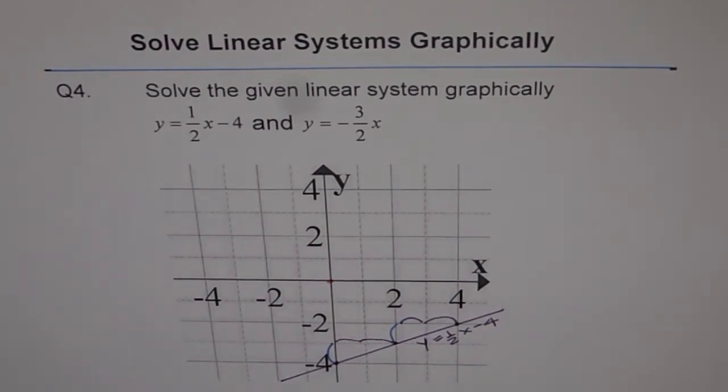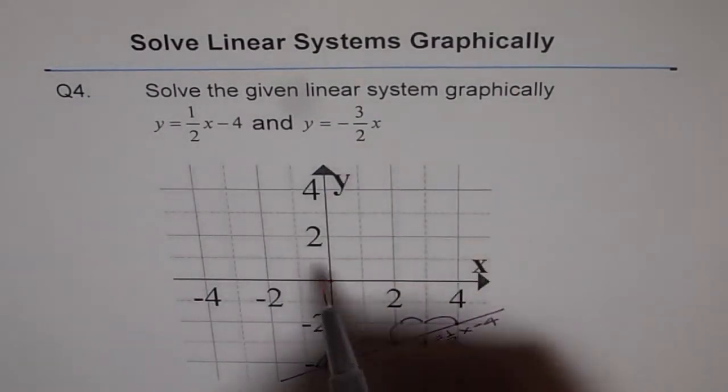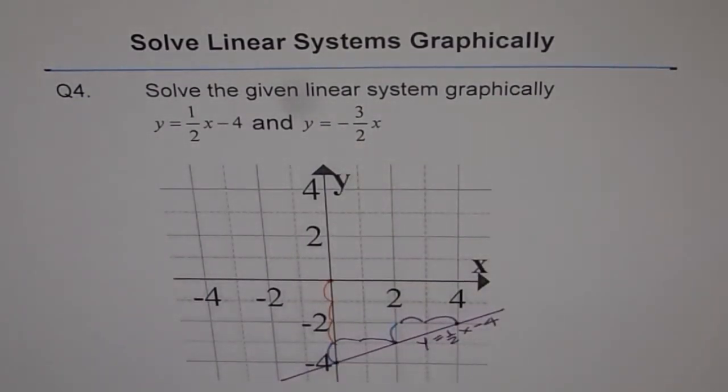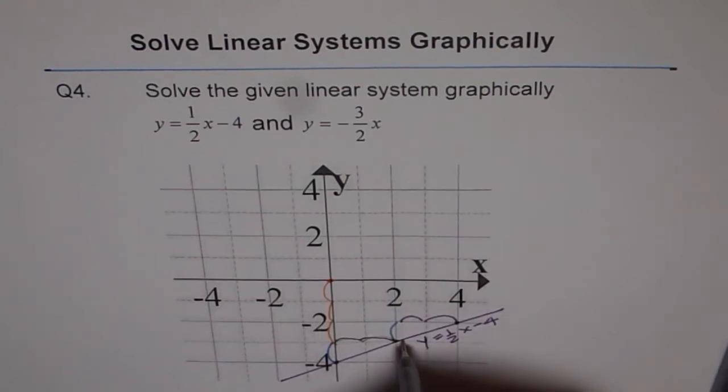And what is the slope? Minus 3 over 2. Minus 3 over 2 means 3 down, 1, 2, and 3. And then we'll move 2 units to the right, 1, 2. There we find the point of intersection.